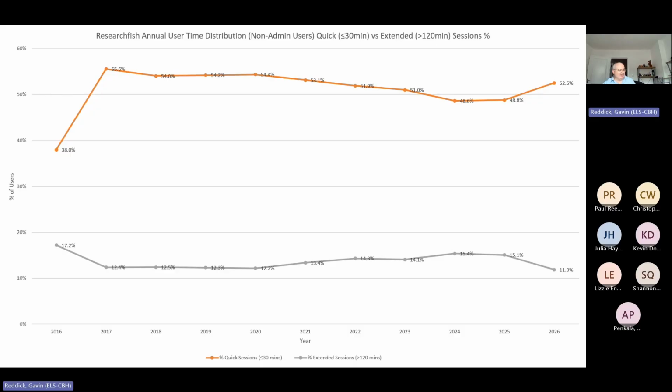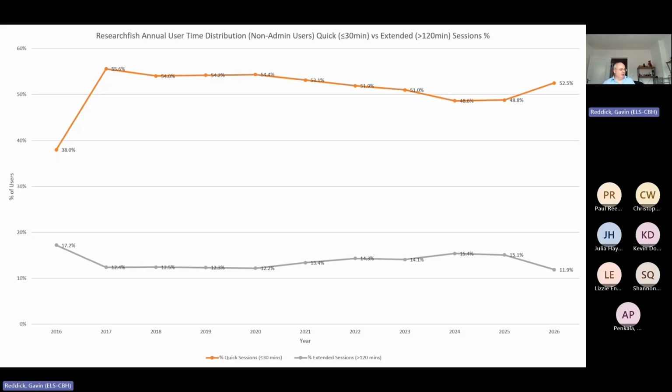Another way of looking at that figure, just to try and take out all those binned ones, is to look at how long users spend for relatively quick sessions. And by sessions in this context, I mean across the whole year. So this orange line here shows the percentage of users in a given year that spent 30 minutes or less on the platform. And so you can see it's been pretty consistently between 55 and 50%, dipping down a little bit over the last couple of years.